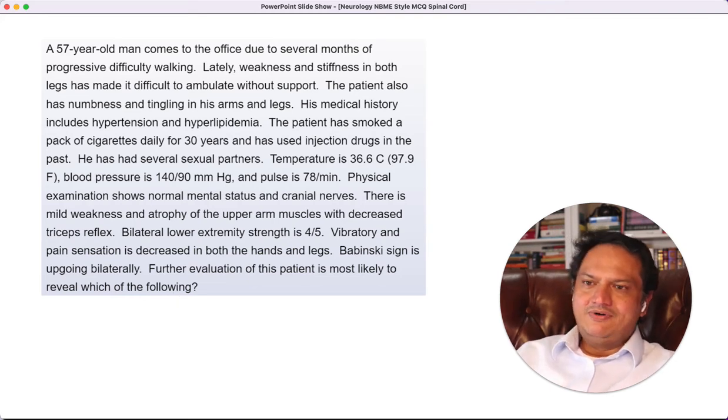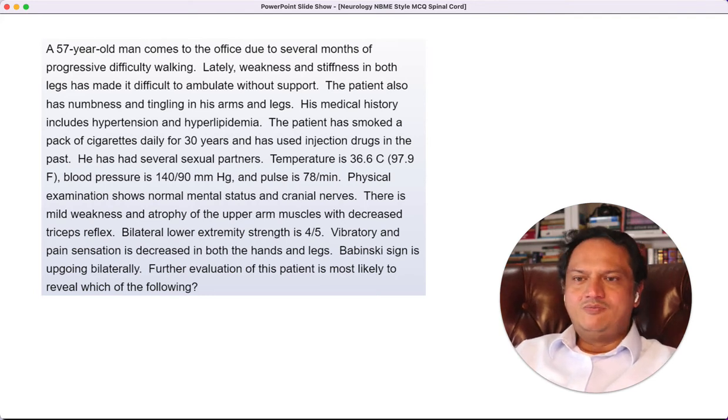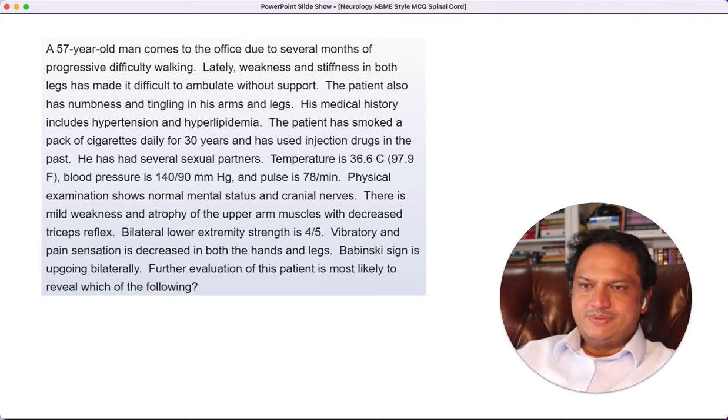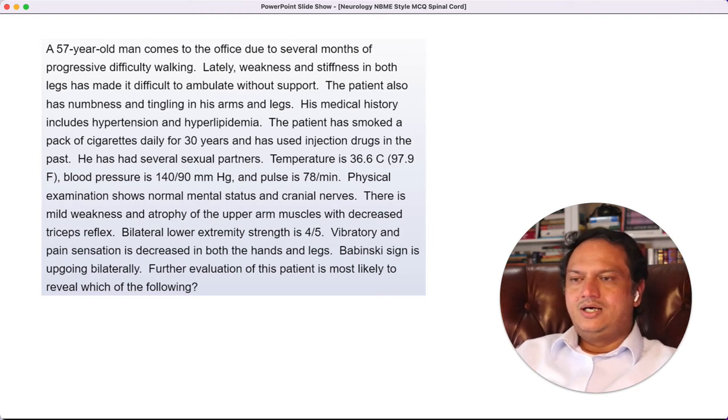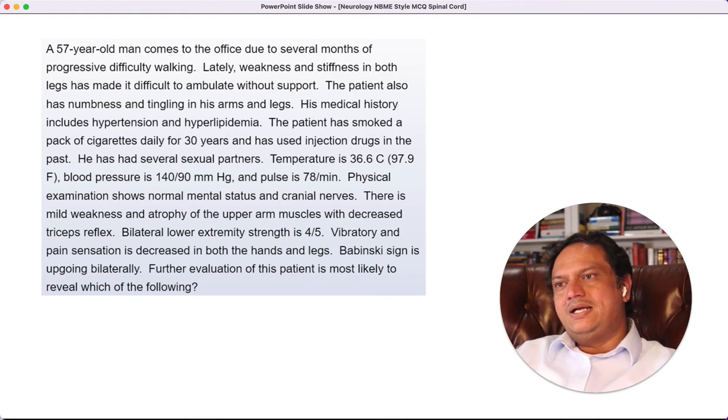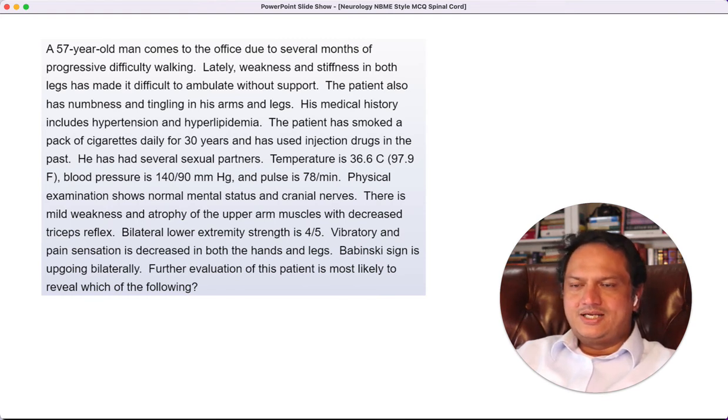So there is clearly evidence of lower motor involvement of the upper extremity, and there is involvement of upper motor neurons with the Babinski sign being present. So it's a mixed upper and lower motor involvement, both vibration and pain sensation involvement, both upper and lower extremity involvement. So this is diffuse spinal cord disease. Now, there are two prominent things that come to my mind right away.